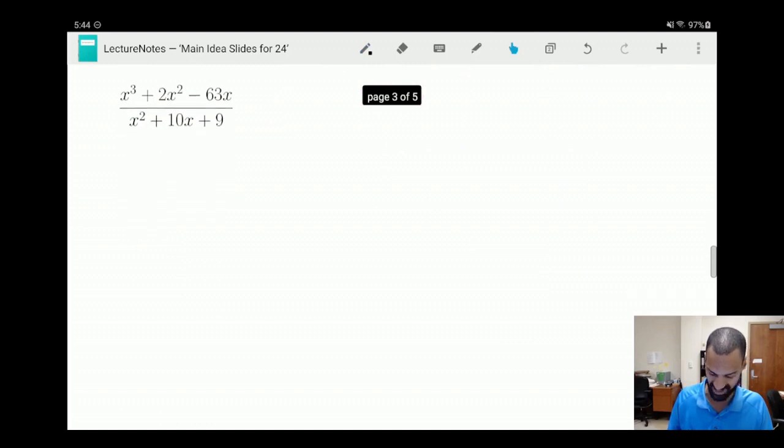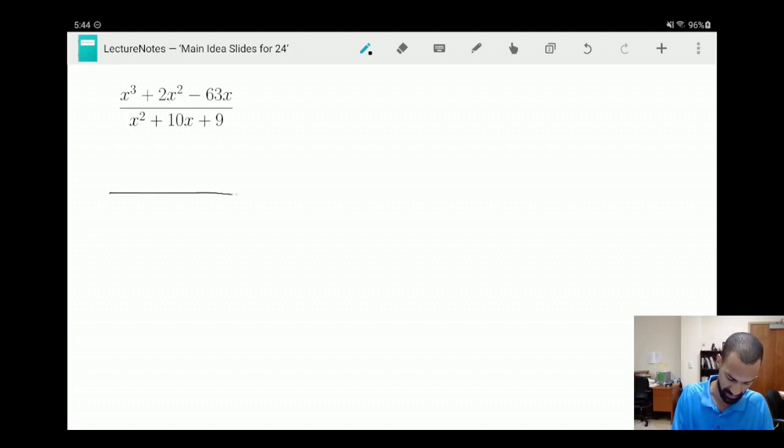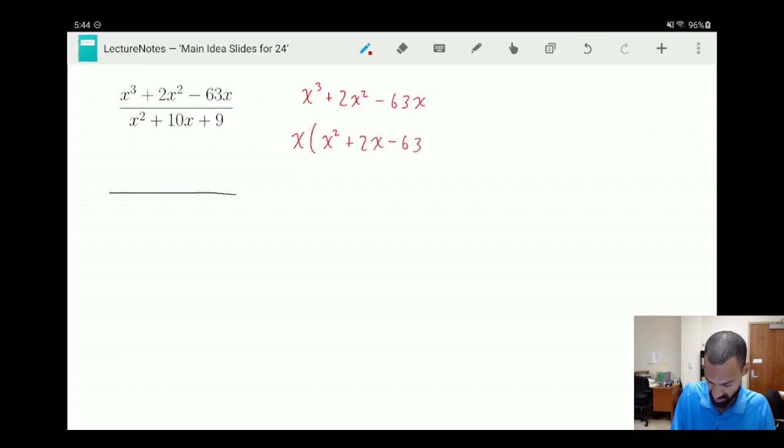This one looks worse, but it actually is not. So we have x cubed plus 2x squared minus 63x over x squared plus 10x plus 9. Remember, you should always check to see if there's a common factor before you factor the rest of the way. In this case, all three of these have a common factor x, so I will factor that out first. X comes out, I'm left with x squared plus 2x minus 63.